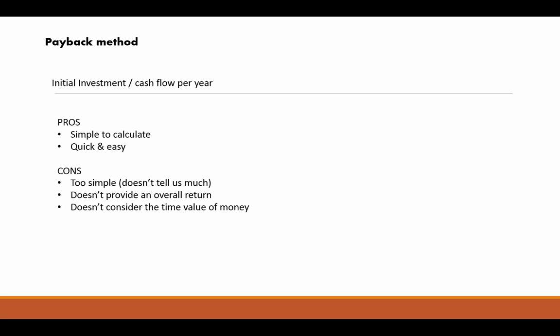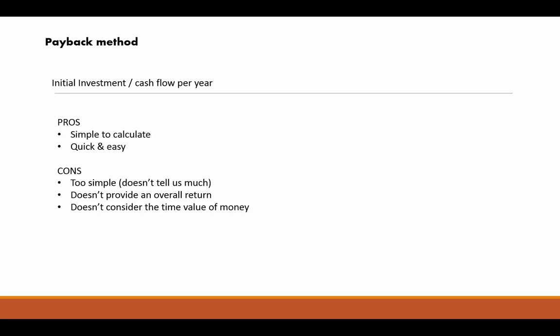What's great about the payback method is it is super simple. It's just a division problem, so it's easy to calculate. It's also pretty easy to explain to someone what it means. The downside is it's so simple that it's too simple, meaning it doesn't tell us a whole lot, and I'll explain that more as I go through the example.